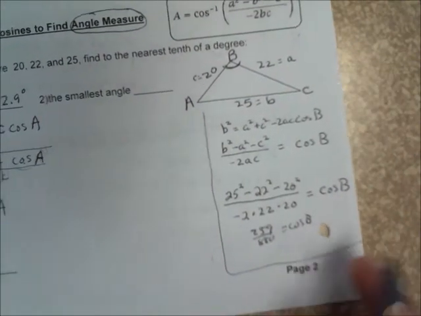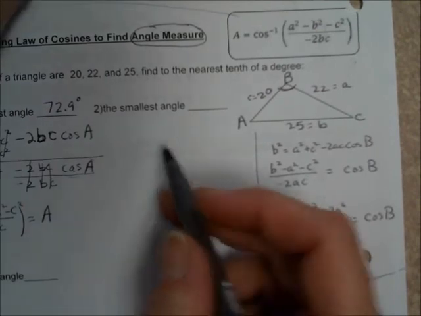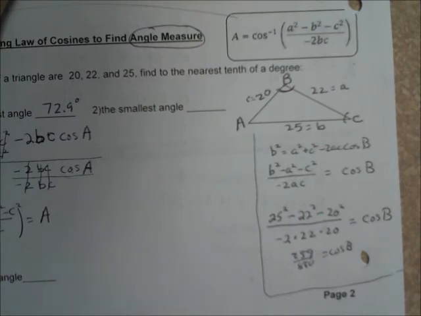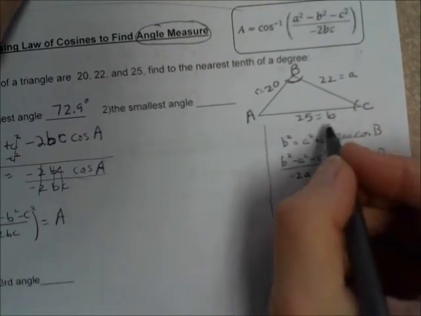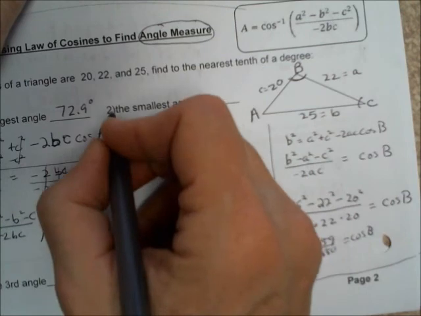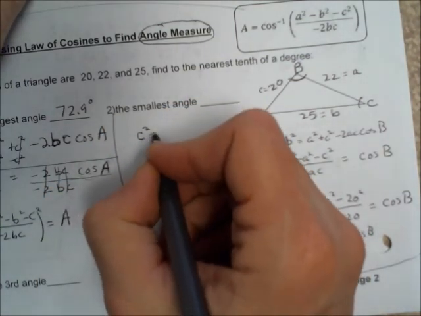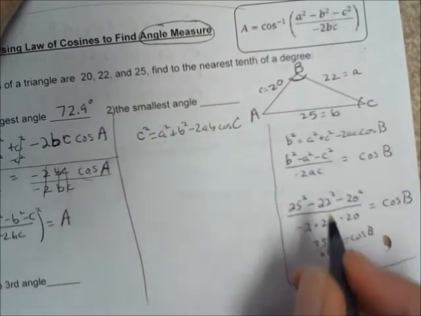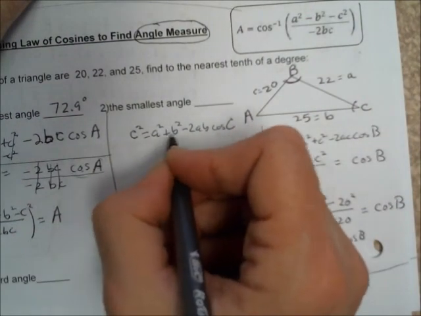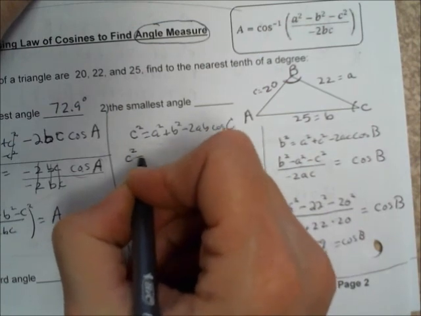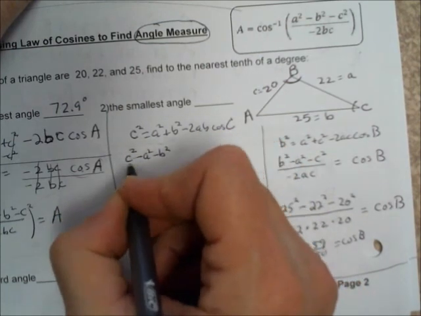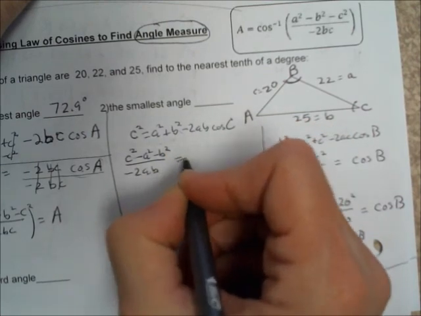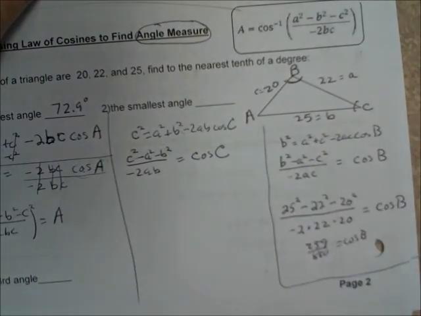So there's one situation. Now we're going to find the smallest angle. Well, the smallest angle is across from the smallest side, so that would be angle C. So if we want to find angle C, we're going to start the law of cosines with c squared. So we've got c squared equals a squared plus b squared minus 2ab cosine of C. And you're going to subtract a squared and b squared from each side and divide both sides by the negative 2ab. And that is equal to the cosine of C.